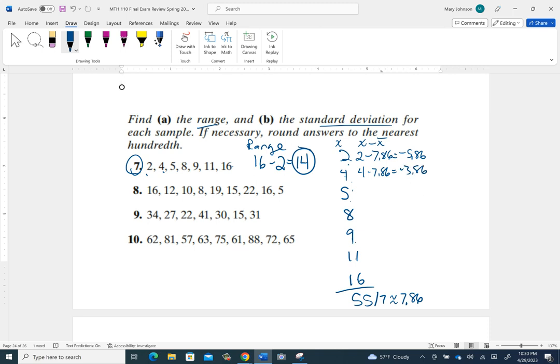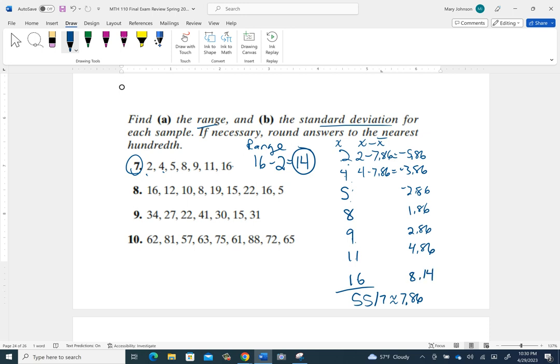And then I would do the same for 5. So I'd get negative 2.86. And then I would get 1.86. And then 2.86. And then 4.86. And then on that one, 16 minus 7.86 would be 8.14. Let me double check.